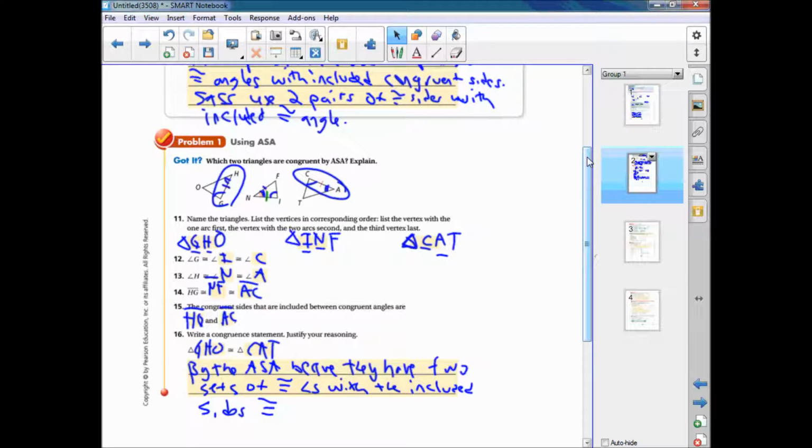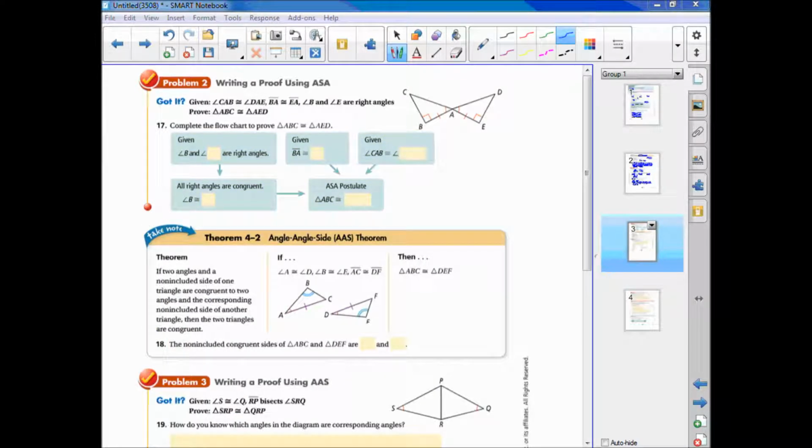All right, let's flip it over and look at page 3. Okay, on page 3 we have problem number 2. Writing a proof using angle side angle. So given that CAB and DAE are congruent, these are our vertical angles in the middle here of the diagram. So CAB and DAE. And then that BA and EA are congruent. So BA and EA are congruent. And that B and E are right angles. We want to prove that the left triangle over here is congruent to the right triangle over there. Okay, so the one on the left side and the one on the right side.